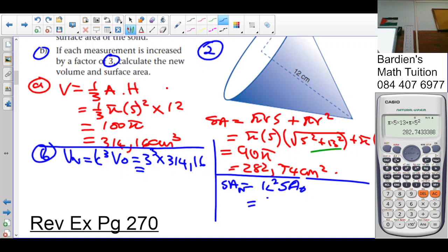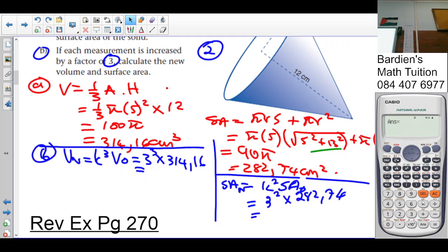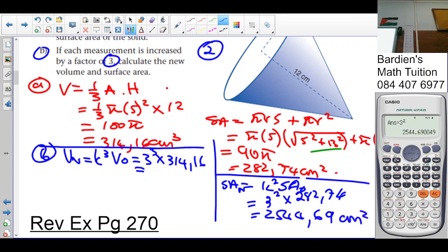So it's going to be 3 squared times 282.74. The reason I wrote that and didn't complete the first one was so this answer is already on the board. We multiply this by 3 squared, which of course is 810 pi, which is 2,544.69 centimeters squared. Whilst this here is going to be 300.